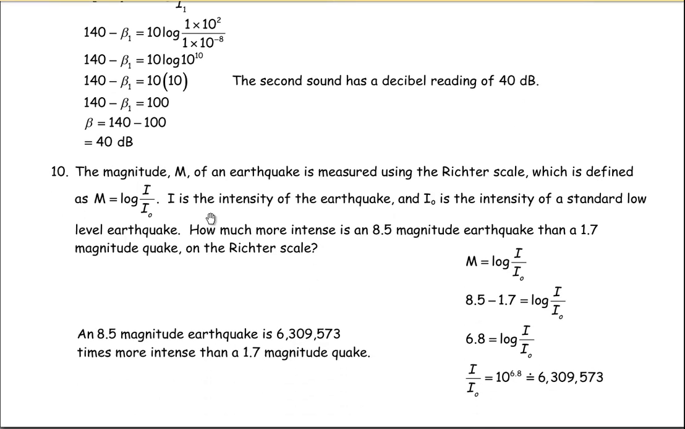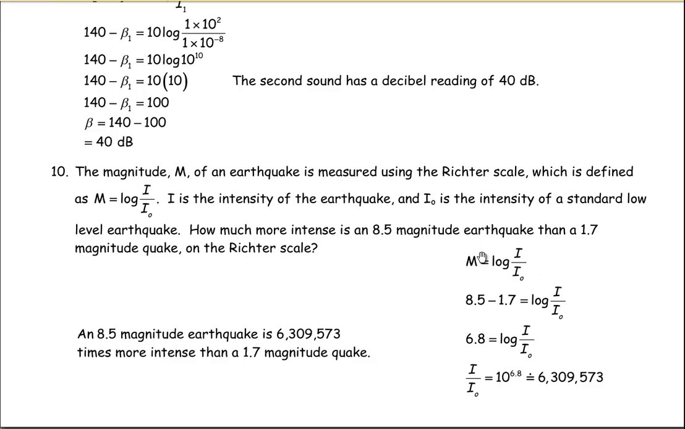Last question here. This is an earthquake one using the Richter scale. The magnitude M of an earthquake is measured using the Richter scale, which is M equals the log of their intensity, similar to the one above. I is the intensity of the earthquake you're talking about, and I sub 0, or I naught, is the intensity of a standard low-level one. So you're asked, how much more intense is an 8.5 magnitude earthquake than a 1.7 magnitude one?